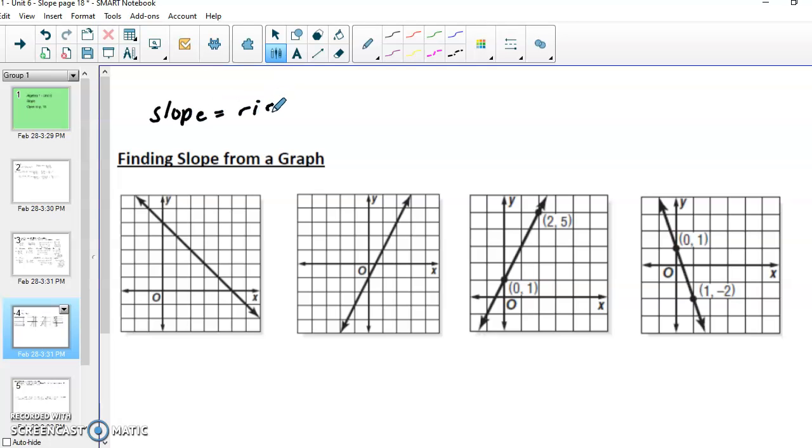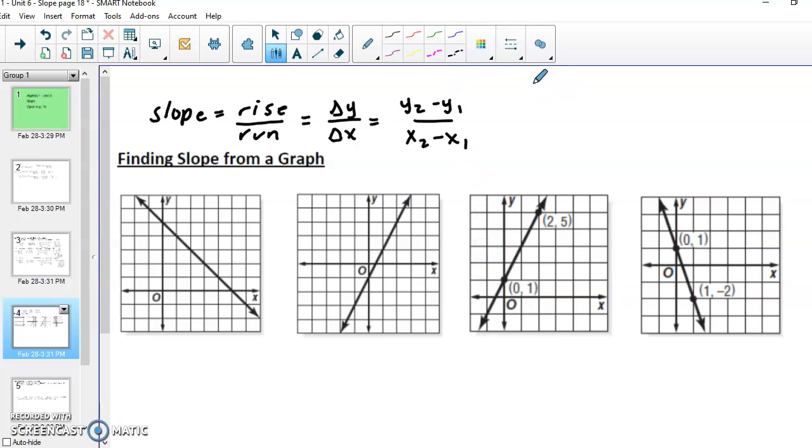Slope in words is rise over run. It's how much up and then how much over. It is the same thing as change in y over change in x. And it is the same thing as y2 minus y1 over x2 minus x1.